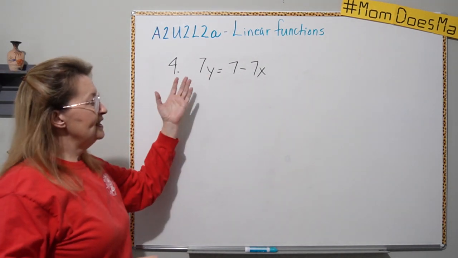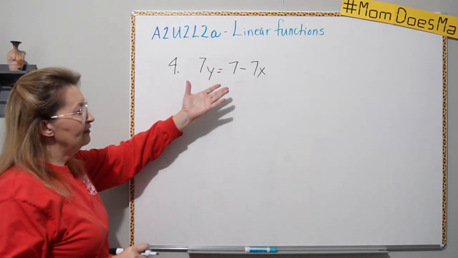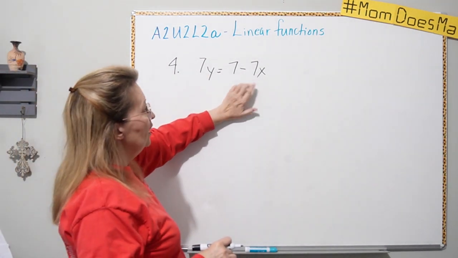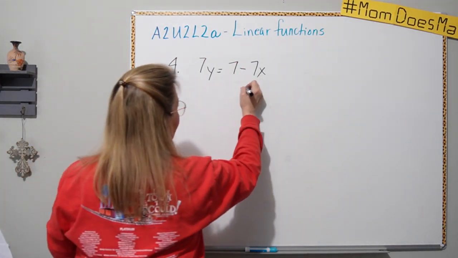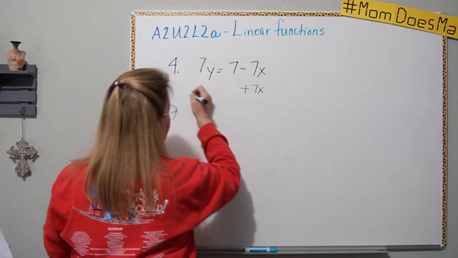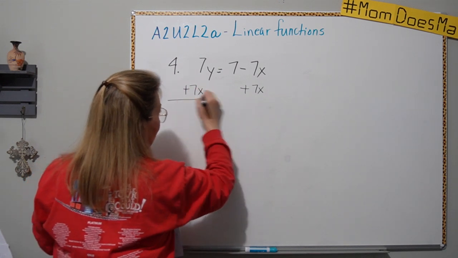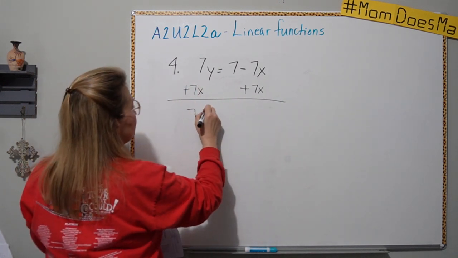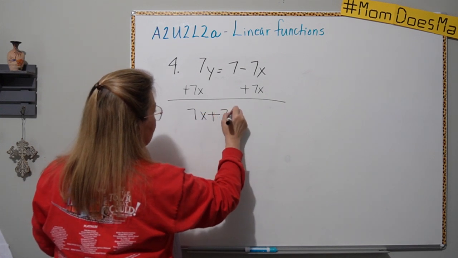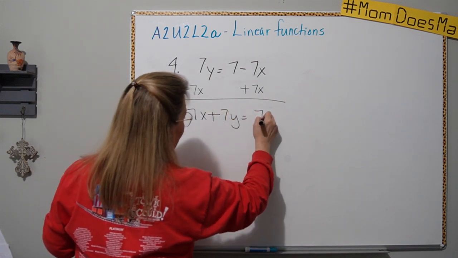So I need the 7x over here. Now in the other one I inverted when it was over here, but this time it's negative. So to move it, I can add, and that actually takes care of 2 problems at once. So that's why I'm not inverting this time. So now I have 7x plus 7y is equal to 7.